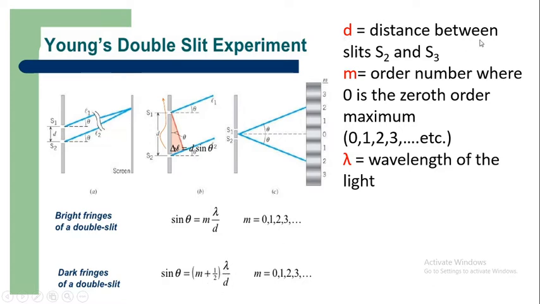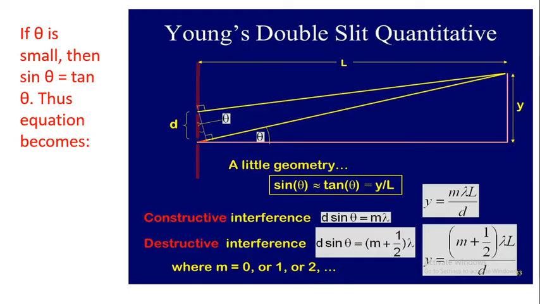So again, d is the distance between slits, m is the order number, where 0 is the zeroth order maximum, the central bright fringe, and lambda is the wavelength of your light. If I'm going too fast, just pause and replay, because this is a video and you can replay however you want. To get the angle, we are assuming that sine theta is equal to tangent theta, so tangent theta equals y over L.